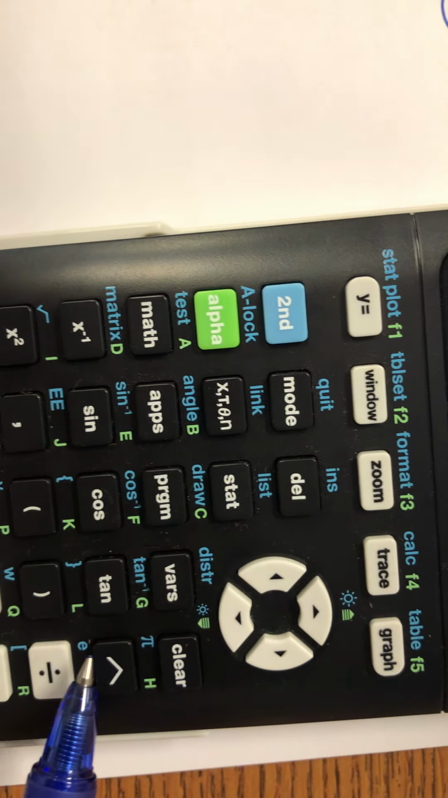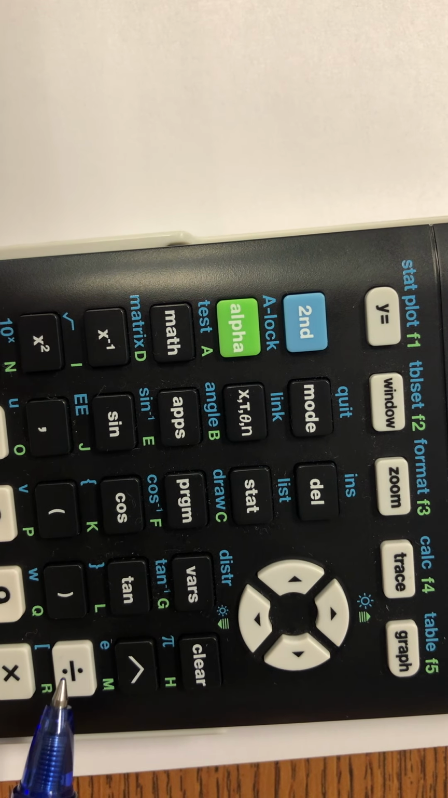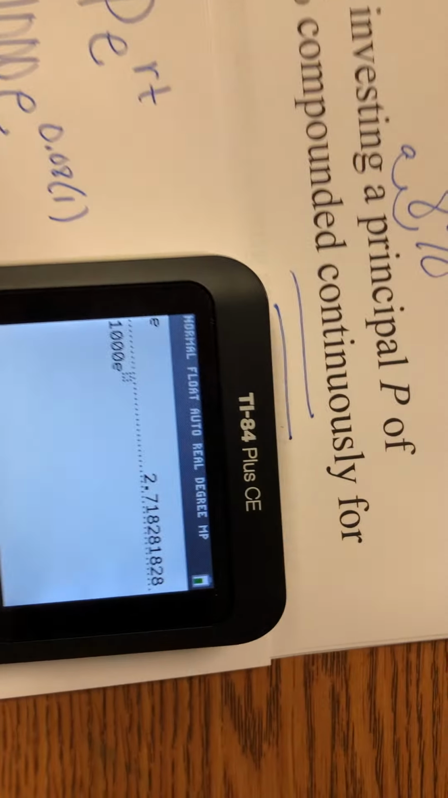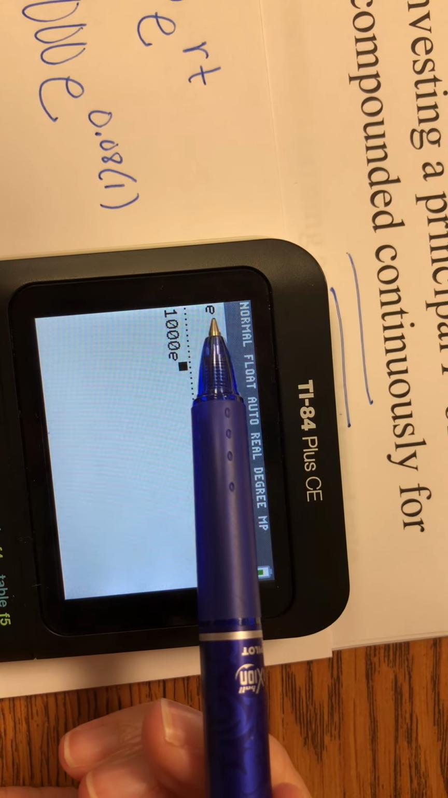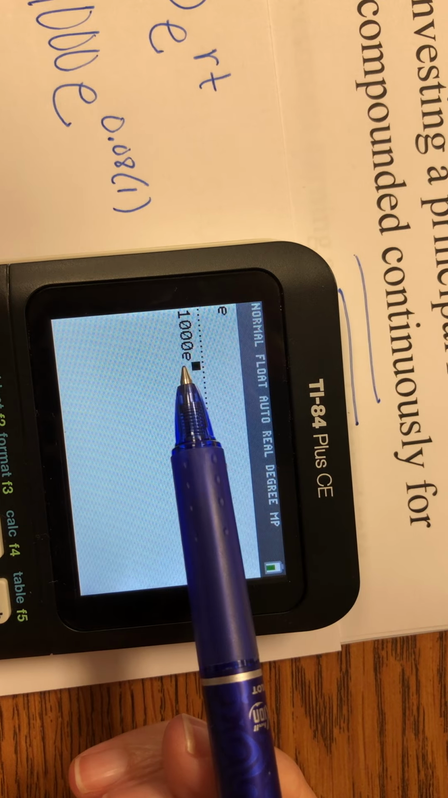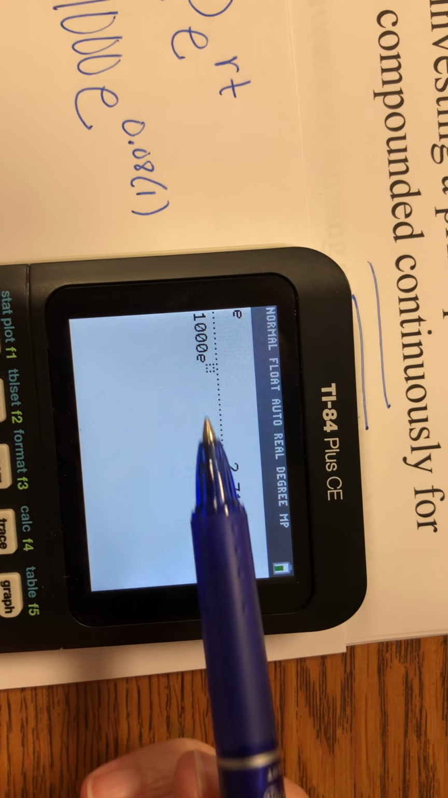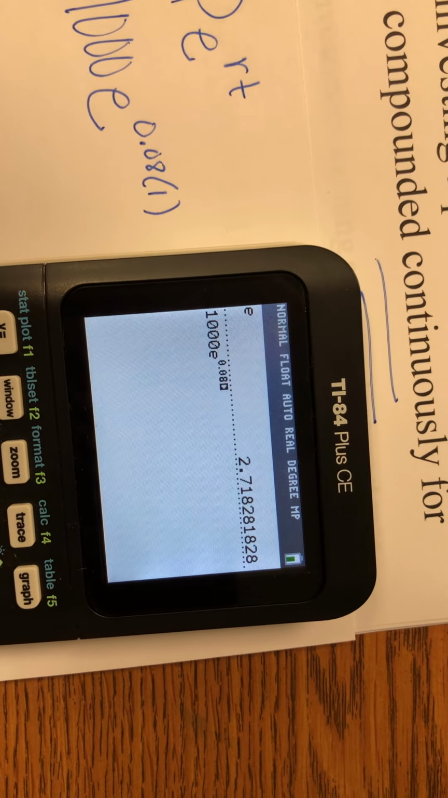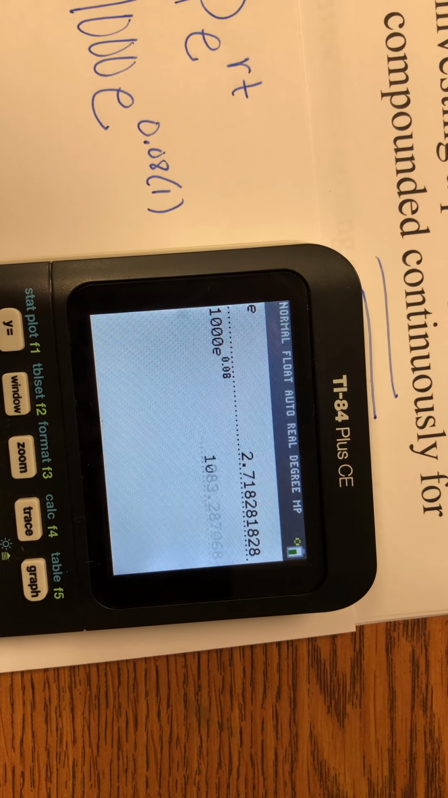If you just want to remember what the value of E is, you do second and divide. Okay, you see the difference here? This is second and divide, it just tells you the value of E. But second natural log will give you E to a power. Now our power is 0.08 times 1, which is just 0.08.